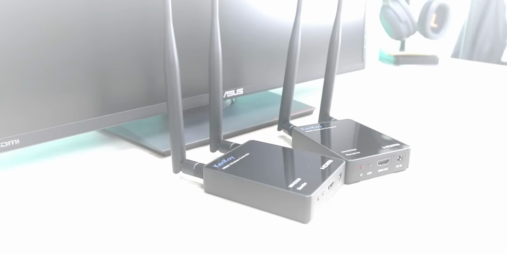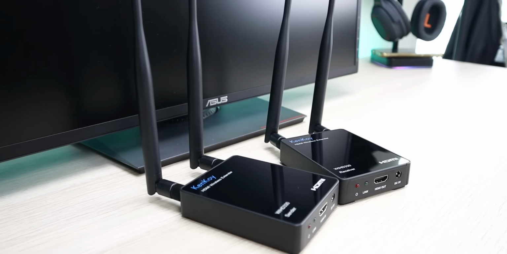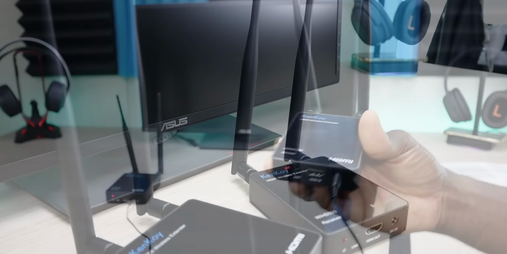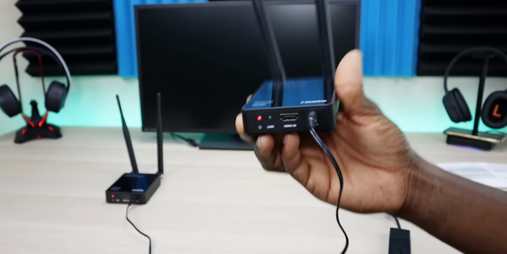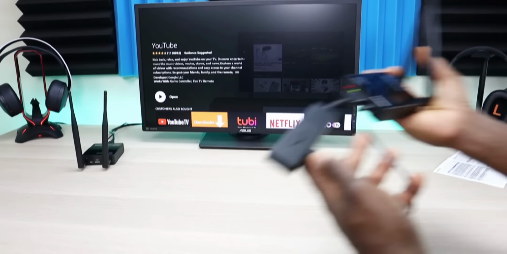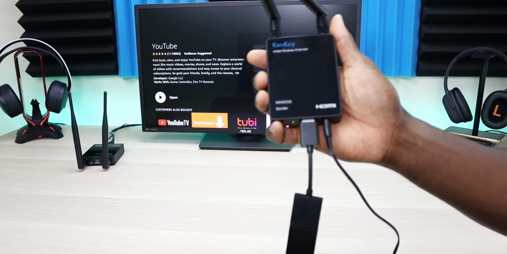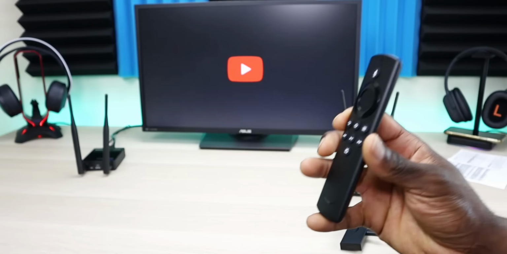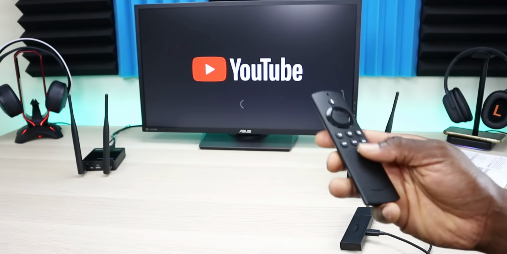So today we're taking a look at a wireless HDMI transmitter or HDMI extender. How this works is you have your receiver and your transmitter. You plug your device, whether it's a laptop, your Fire Stick, or your computer, into the transmitter, plug the receiver into your monitor or television, and then you can essentially broadcast the signal wirelessly to your device.